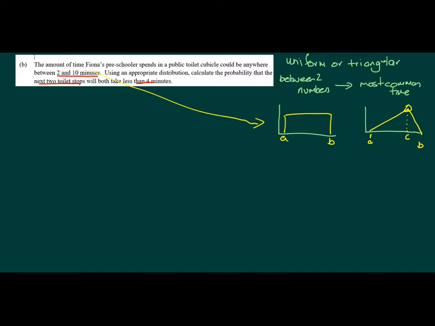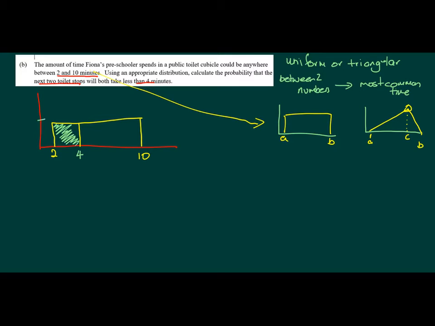So again, it's useful to draw out a little graph here. There's my axes, and we know that at 2 minutes it starts, and then it goes all the way through to 10 minutes. So that's our A and our B, and what we're looking for is less than 4 minutes. So that's 4, we're looking at that time there.